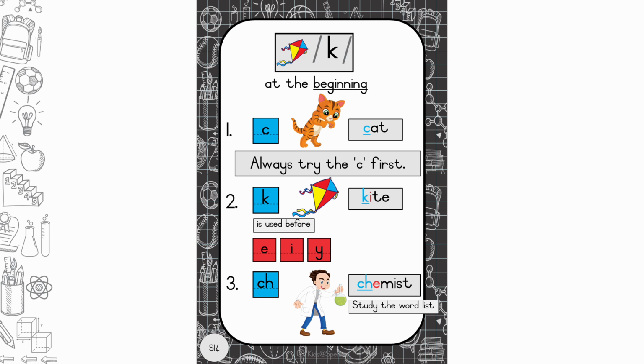And then the CH is a specific list of words that's in our spelling book that you are going to study much later in grade 3, 4. So don't worry about it now. This is just to give you the complete picture of what the sound K is all about at the beginning of words.